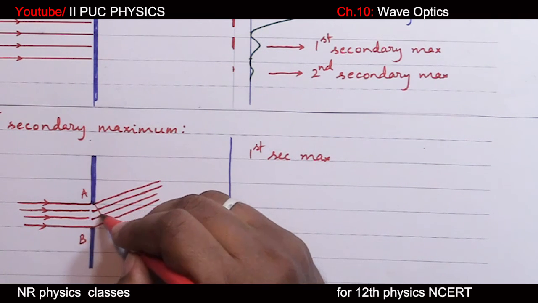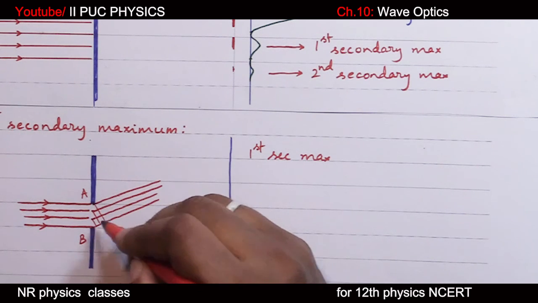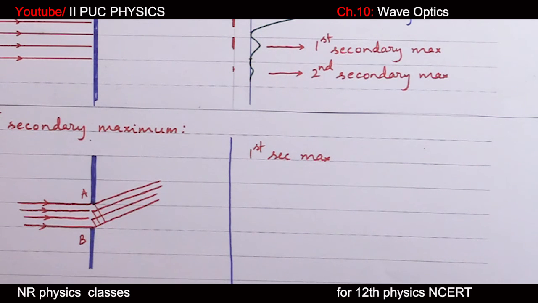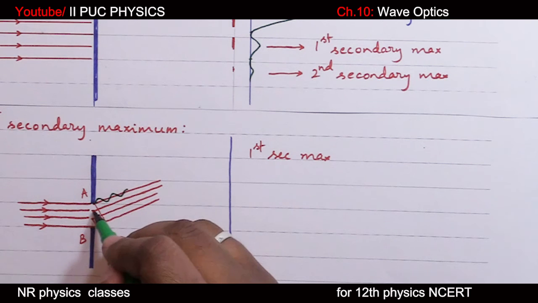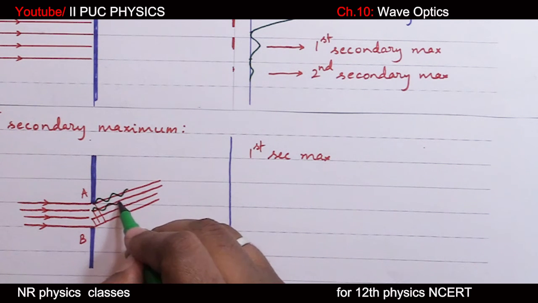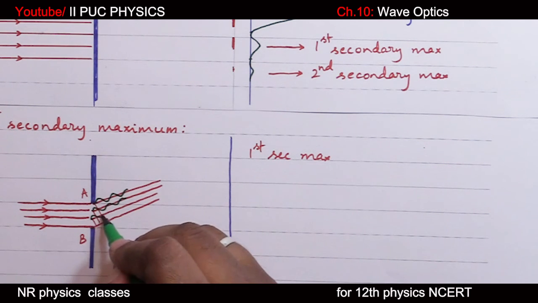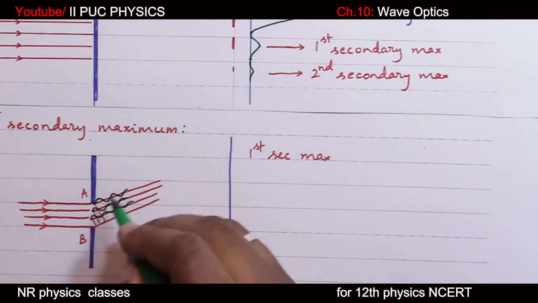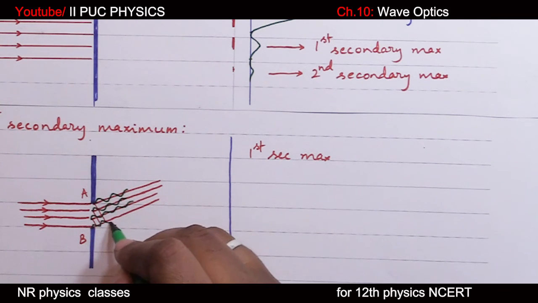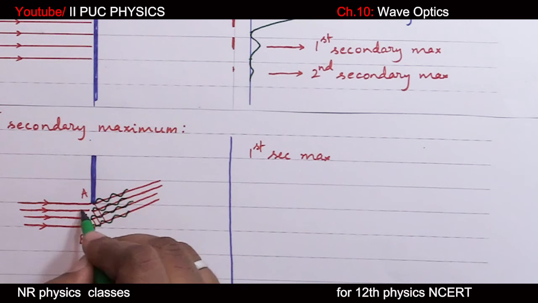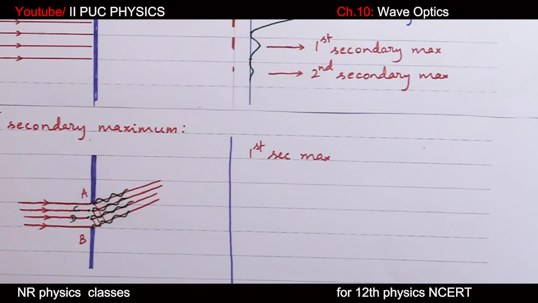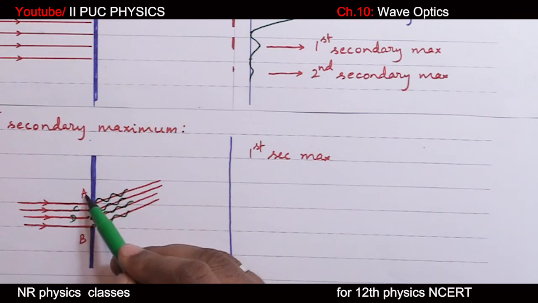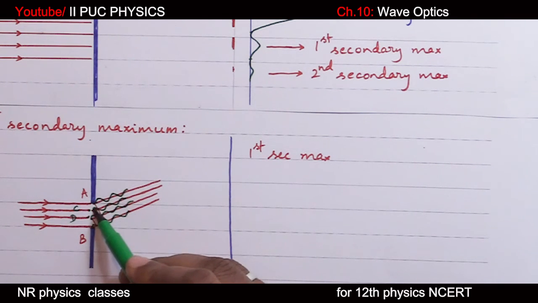Let me draw dotted lines, reference lines. They give the path difference. This is the wave from A. This is the wave from B. This is the wave from one more point D. This is C. This is D. Observe, the path difference between A and C is this shaded region.